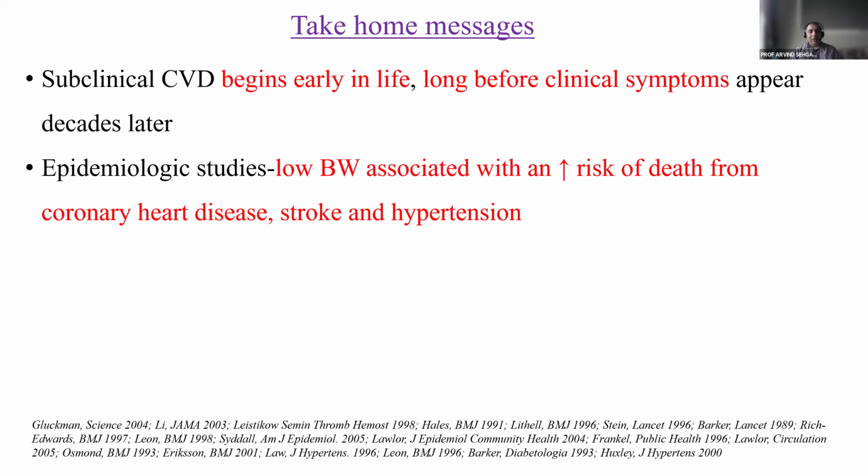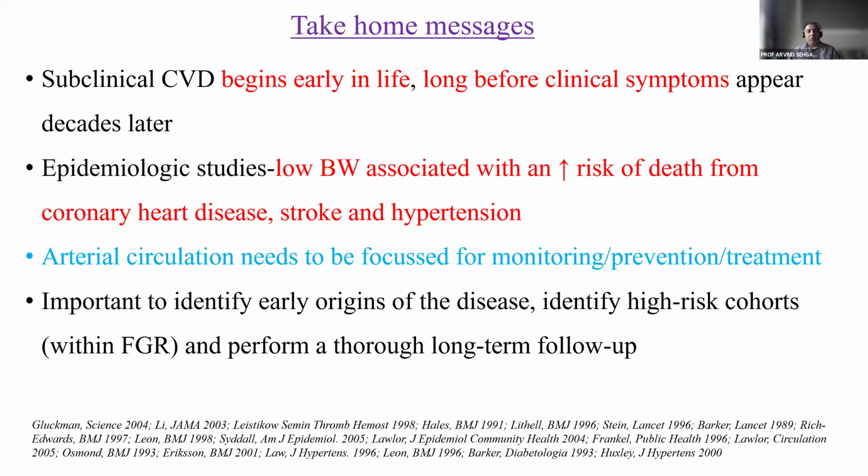There is a wealth of epidemiological data where low birth weight has been associated with increased risk of death from circulatory diseases. It is very important for us to make arterial circulation the focus of our monitoring, prevention, and treatment strategies, and important to identify that this cohort needs to be followed well into adulthood. Adult physicians need to pay heed to perinatal risk factors, especially growth restriction, when we talk about risk factors contributing to diseases like hypertension and stroke.